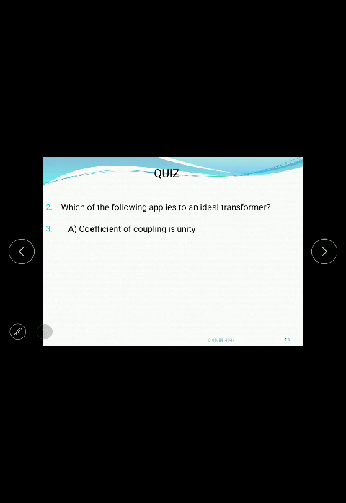Which of the following applies to an ideal transformer? Coefficient of coupling is unity. Permeability of core is infinity. Yes. Copper and core losses are 0. Yes, all are correct.